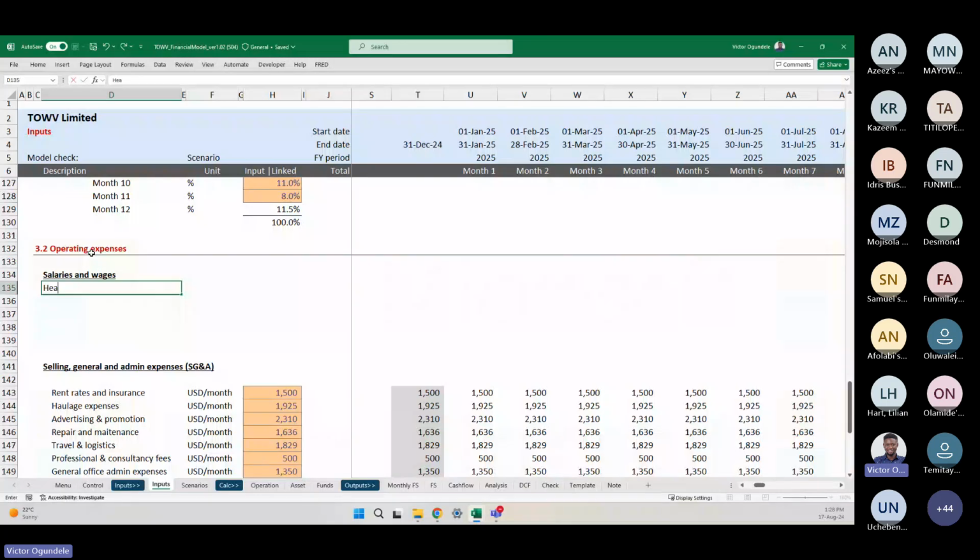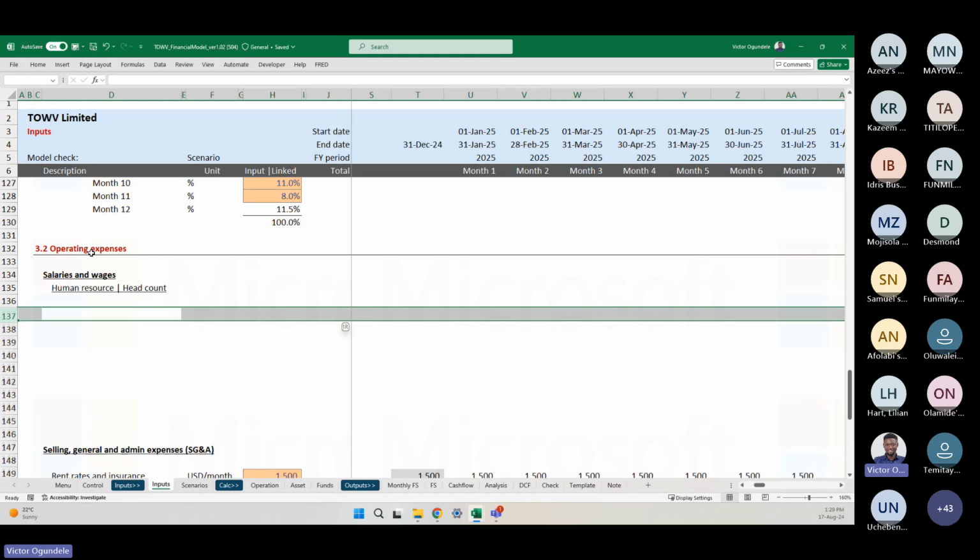So let's call this head count, or should we call it head count or human resources? Which one should we call it? Should we use human resources or head count? Anyone you prefer. So head count. So let's have the head count.